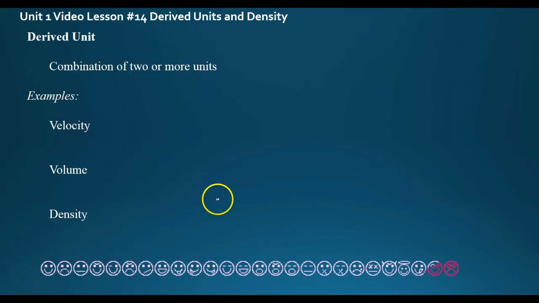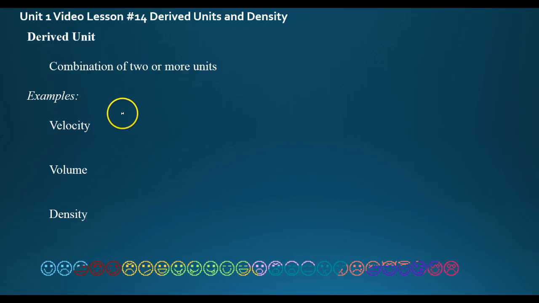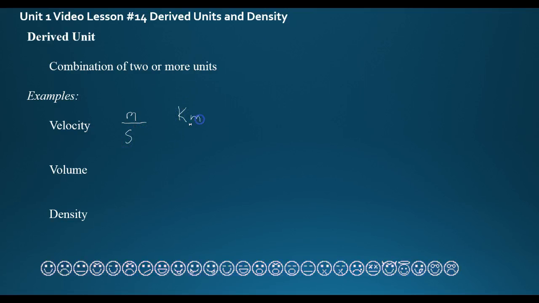So for example, if we take a look at velocity, velocity is distance over time. So meter per second, kilometer per hour, okay, are examples of derived units for velocity.